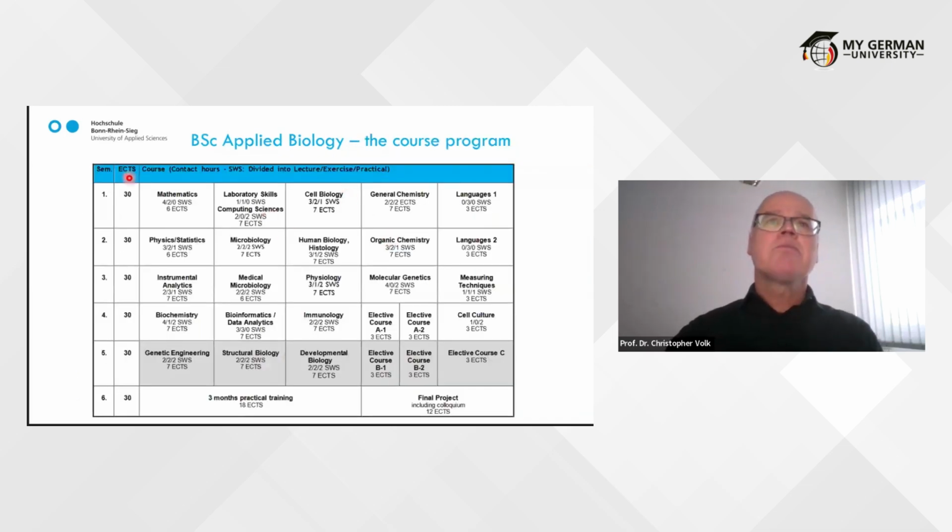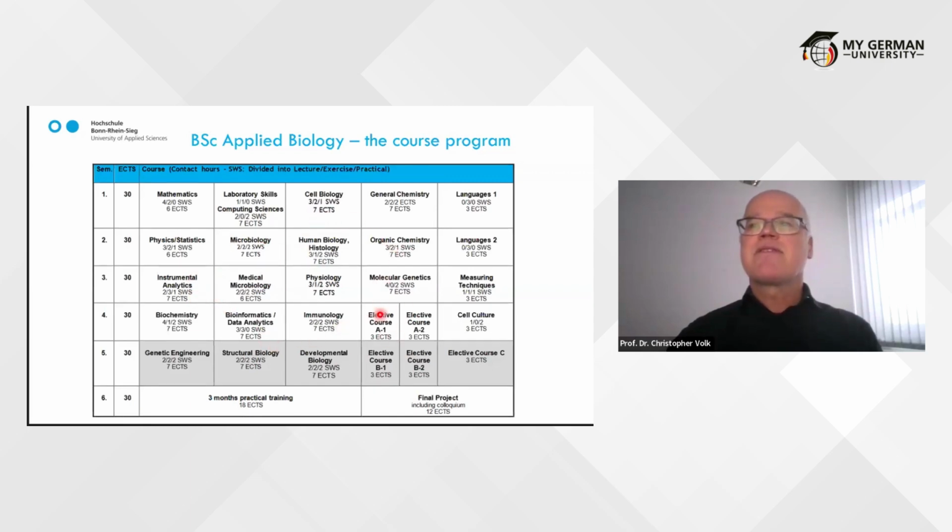This shows a curriculum. So it's a 6-semester bachelor program. In total, we have 180 credits, so 30 credits in each semester. As you see, in the beginning we start with basic things like maths, physics, chemistry, but more and more then we get the more specific biology courses during the program.